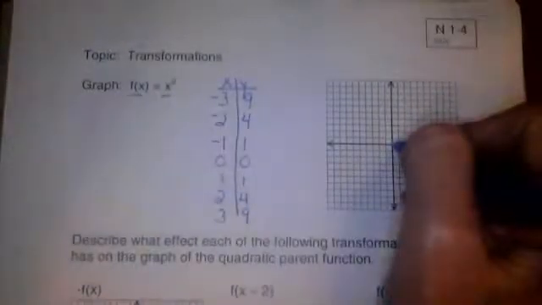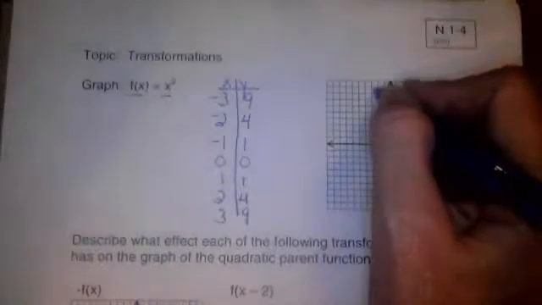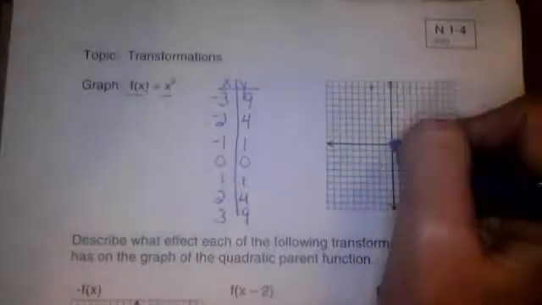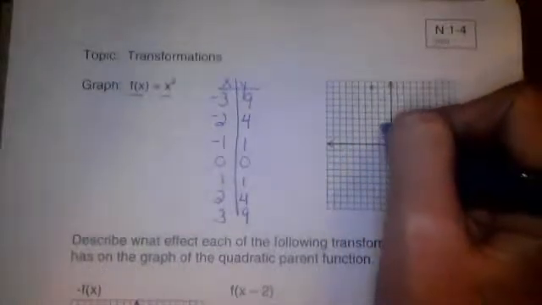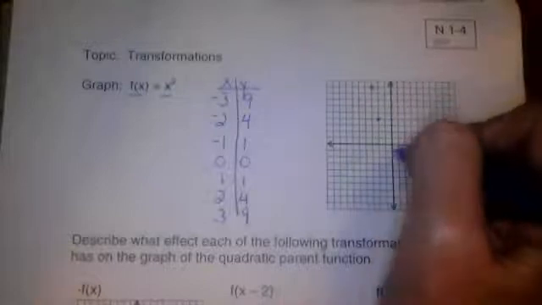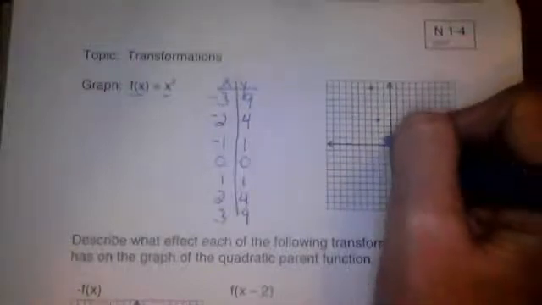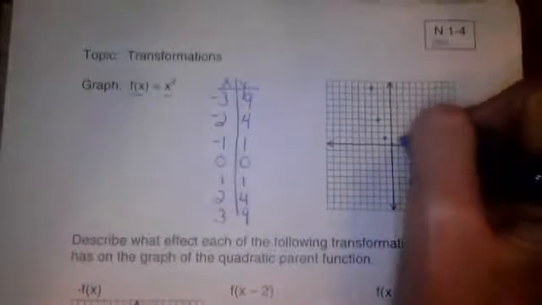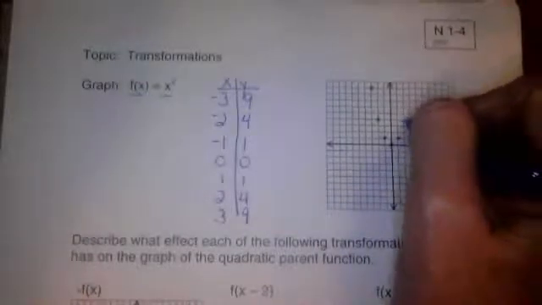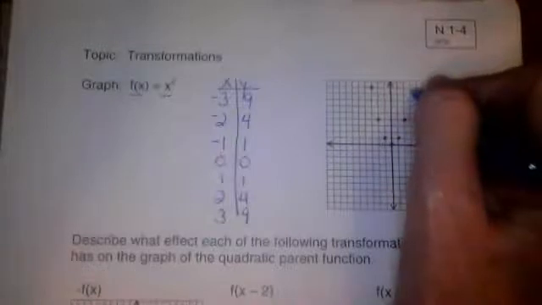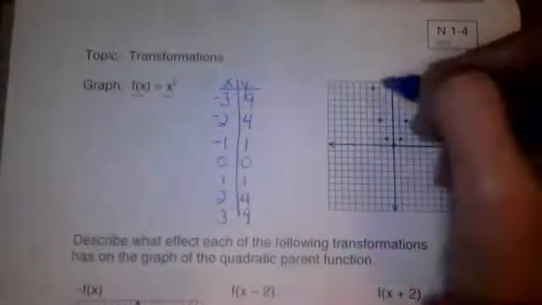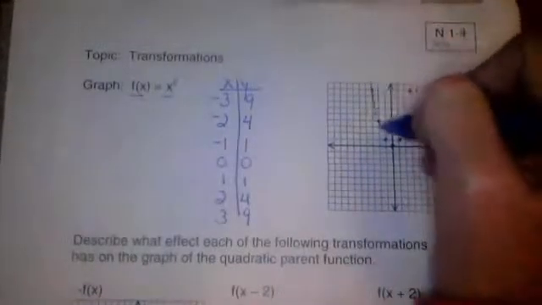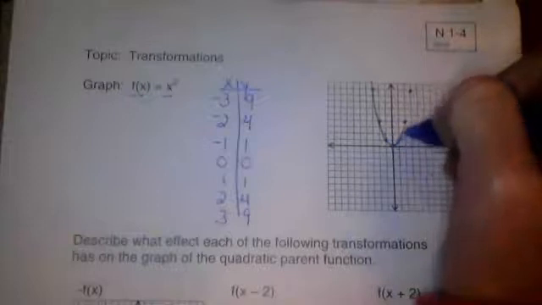So we've got -3, 9, -2, 4, -1, 1, 0, 0, 1, 1, 2, 4, and 3, 9. And that gives me my parabola.